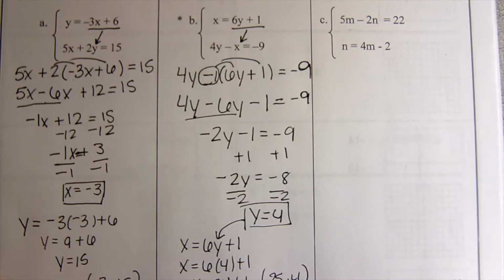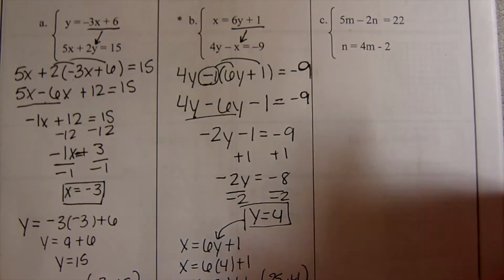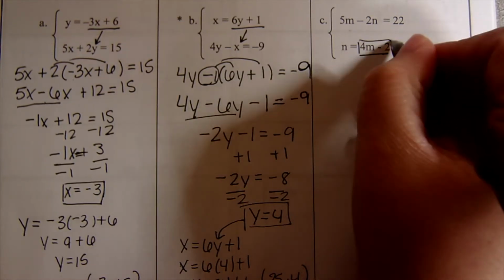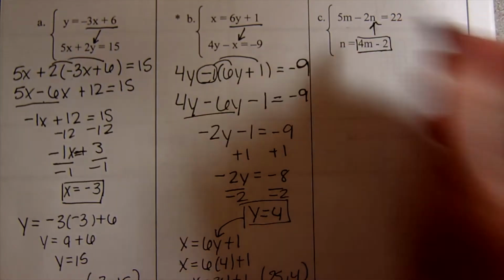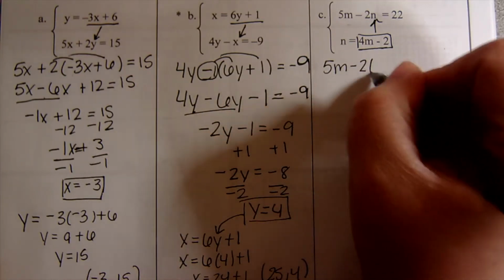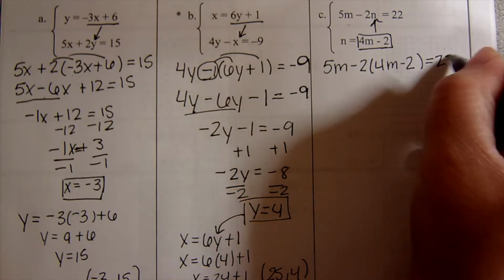All right, the last one has M and N instead of X and Y. Anytime they use two different letters, you just always keep them in alphabetical order. So basically the M is X and the N is Y. So what am I plugging in for what? We're plugging in 4m minus 2 for n. So 5m minus 2 times 4m minus 2 equals 22.